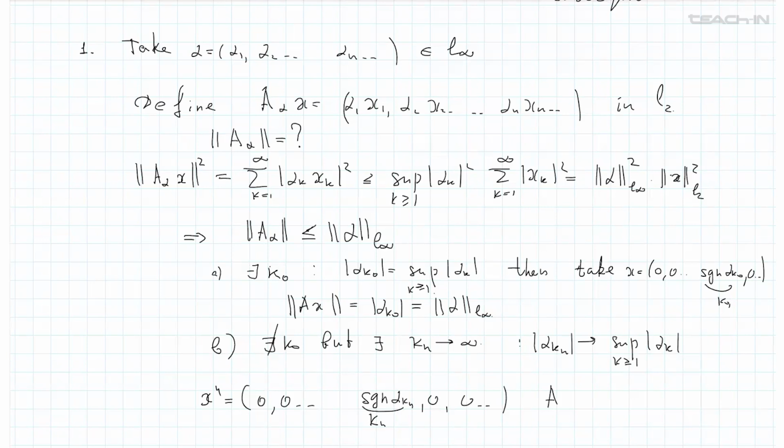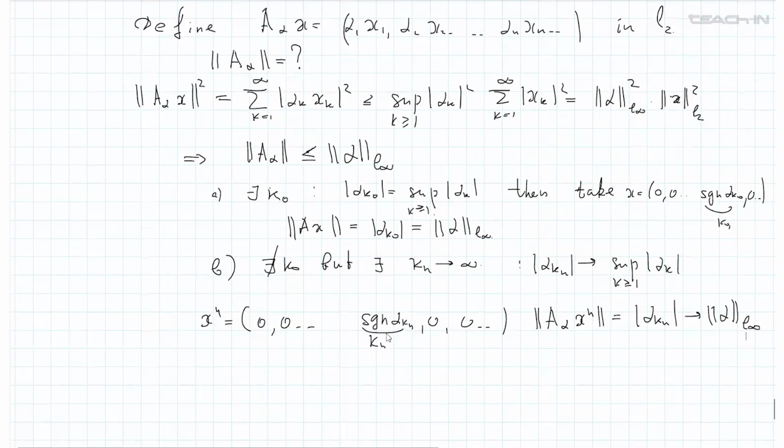And you can see that if you act by the operator on this sequence and calculate the norm in L2, the norm of the result is just the absolute value of alpha kn, which tends not to zero, but to the supremum, the norm of the element alpha in L infinity. So by this we immediately obtain that the norm of this operator is just the norm of the sequence alpha in L infinity.